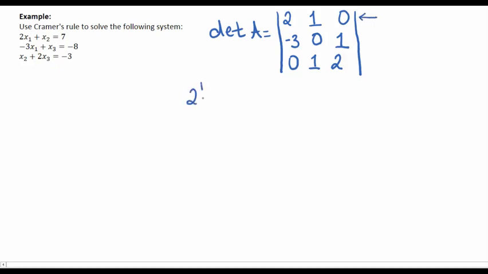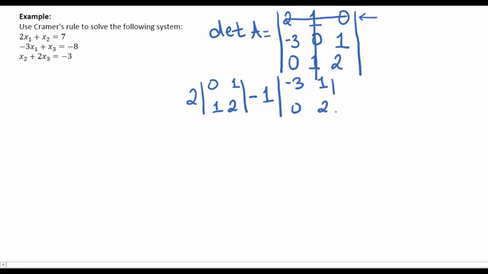So that gives me 2 times the determinant of, we'll delete the first row and the first column, 0, 1, 1, 2. We subtract the second entry. Then we'll delete the first row and the second column. Minus 3, 1, 0, 2. The last entry is a 0, so we'll ignore that. I have 2 times 0 minus 1, minus 1 times negative 6 minus 0. So this gives me negative 2 plus 6, which is 4. So this is the first of 4 determinants.